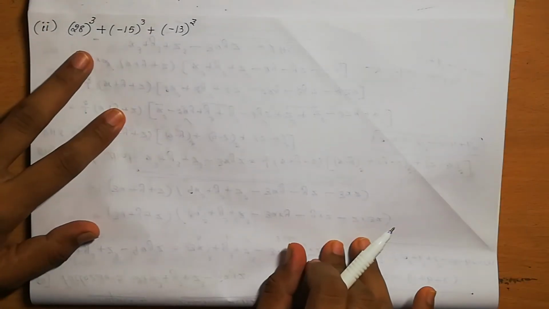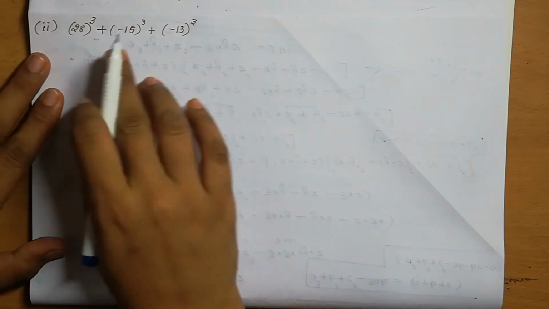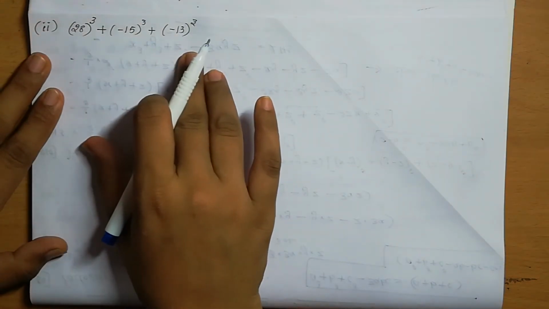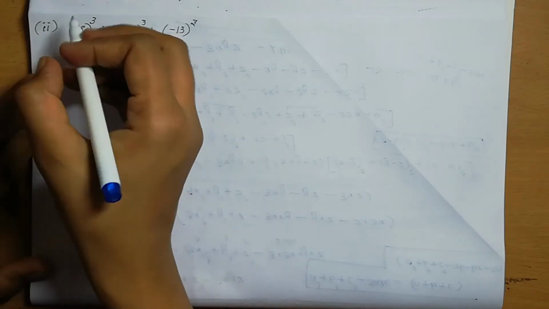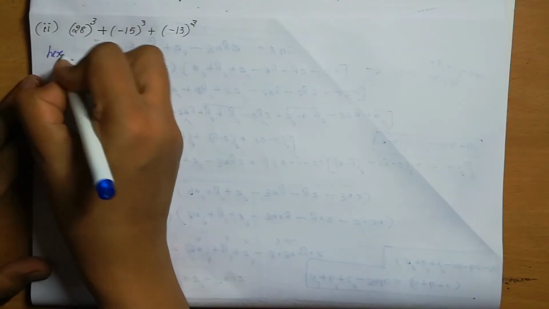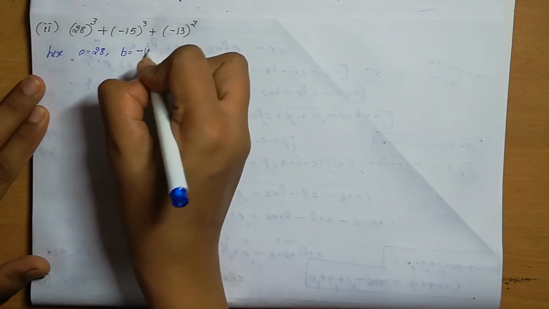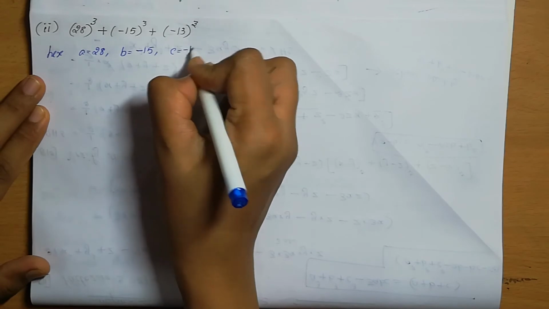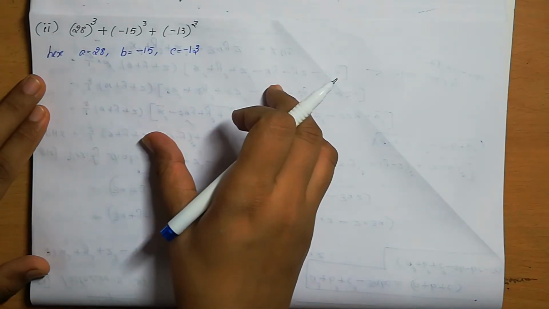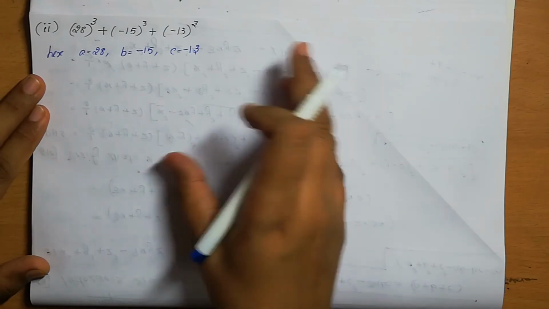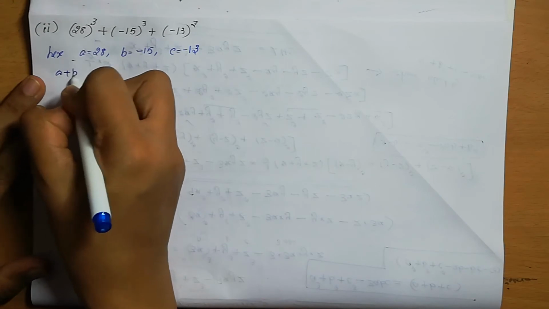Second one, 28 cube minus 15 cube minus 13 cube, right? Here also 3 cube terms are there. First we need to find the value of a plus b plus c. Here a equal to 28, b equal to minus 15 and c equal to minus 13. Before that we write the full equation, a cube plus b cube plus c cube minus 3abc.